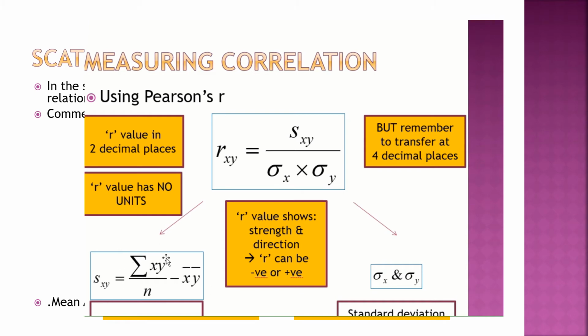Sigma xy means x times y, which you can get from the calculator. Covariance is sigma xy over n, minus the mean of x times the mean of y. You will put this value up here, which needs to be in 4 decimal places. The standard deviation of x times the standard deviation of y will be on the bottom. So just follow the formula and calculate. It is not so difficult.